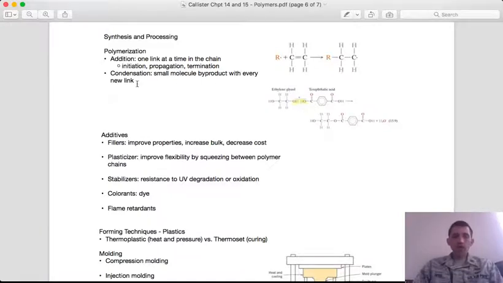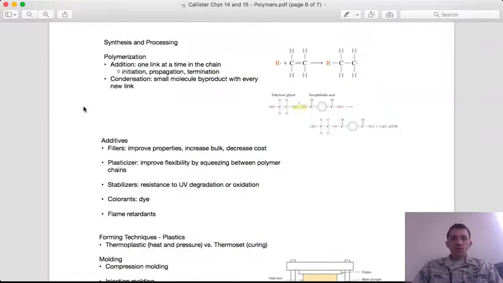You also have, in addition to addition reactions, condensation reactions. And so the name condensation comes from the fact that you are removing a small molecule, oftentimes water, from the reaction of the polymer units. So in this example here, we have ethylene glycol and terephthalic acid, both of which have an OH group that reacts to form an oxygen linkage, and the H2O is removed with every new link that is made.